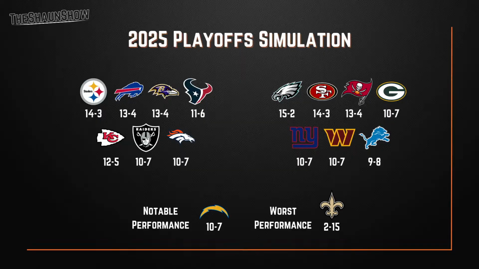The simulation said that for the AFC, the Steelers will be the number 1 seed with 14 wins and 3 losses. They will win the AFC North. The only other team to make it into the playoffs from the AFC North will be the Baltimore Ravens, trailing behind them at 13-4. They are the 3rd seed. The Buffalo Bills will be the 2nd seed with 13 and 4 wins. The only team from the AFC East making it through.